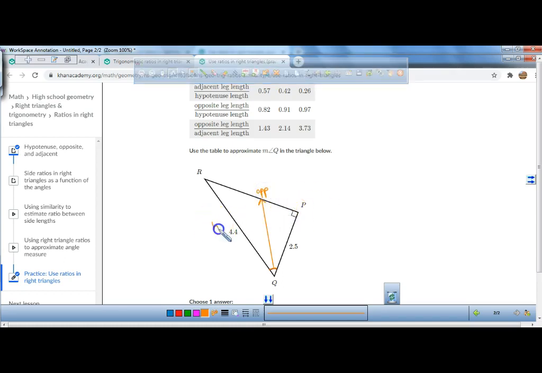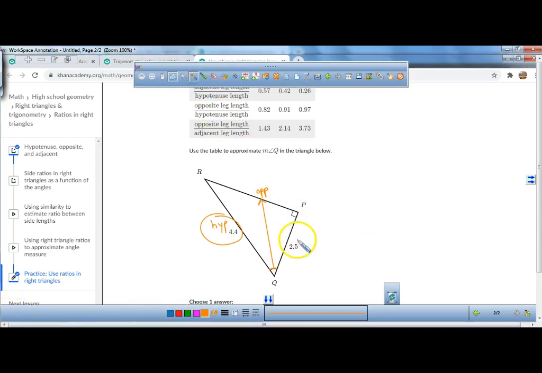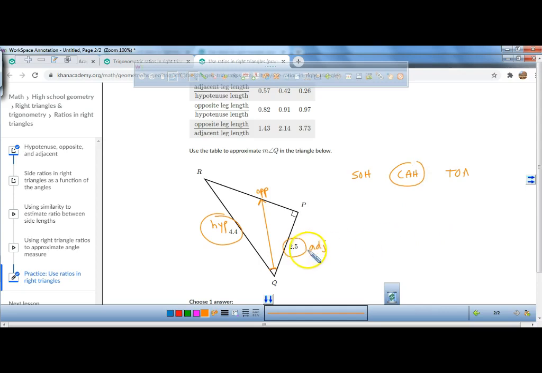Next thing I do is I label my hypotenuse. That's supposed to be HYP. That's my hypotenuse, which means this right here is my adjacent side. So they've given me my adjacent side, and they've given me my hypotenuse. So if we write our 3 basic trig ratios, SOHCAHTOA, we're dealing with cosine once again because they've given us the adjacent side and the hypotenuse.